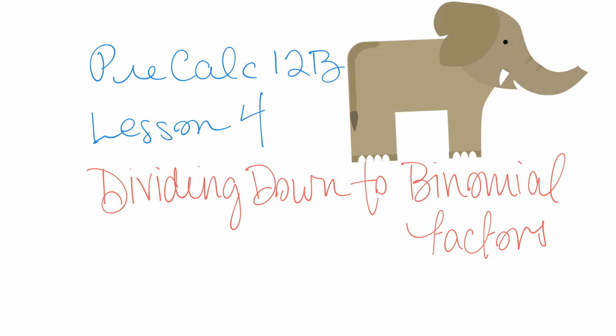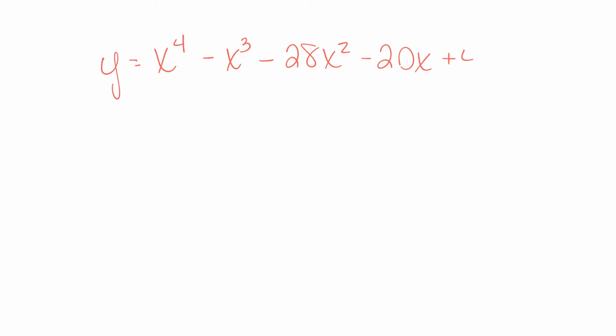Okay, so we're going to take a polynomial and we're going to divide it all the way down to its binomial factors. So let's start with something like this. Let's say we have y equals x to the fourth minus x cubed minus 28x squared minus 20x plus 48.